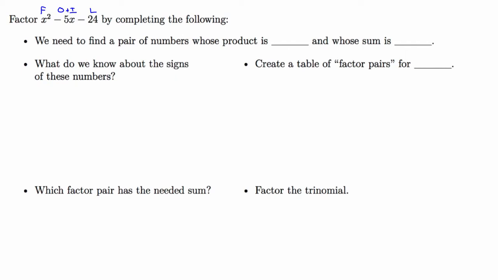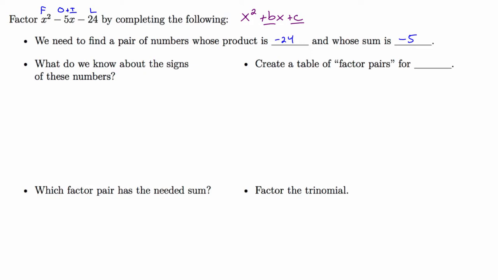In reference to the general way we describe this trinomial, because it has a leading coefficient of 1, we tend to describe these as being x squared plus bx plus c trinomials. And the question we ask when factoring an x squared plus bx plus c trinomial is: what multiplies to make c and adds to b? So we need to find a pair of numbers whose product is negative 24 and whose sum is negative 5.